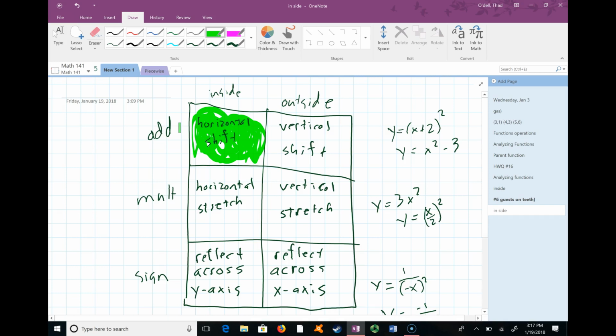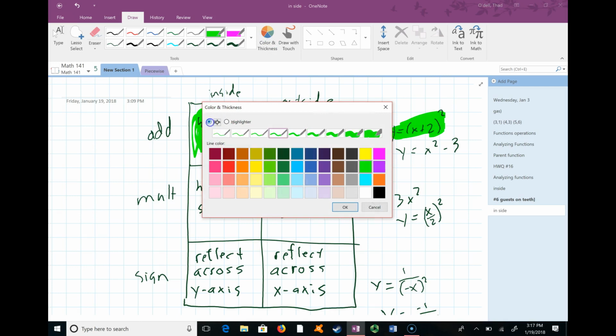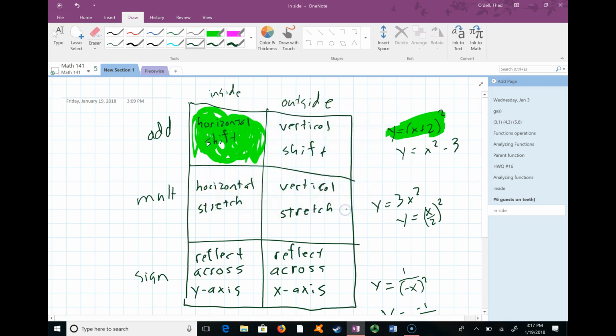So for example, we drew some examples over here. Here's an example of the green one. That 2 is being added on the inside, so that means it's going to shift it horizontally 2. Now, one other thing to pay attention to, it's a little bit tricky, is that when you're doing things on the inside, they happen opposite of what you think. So I'm going to put a little word opposite in here to remind you of that.